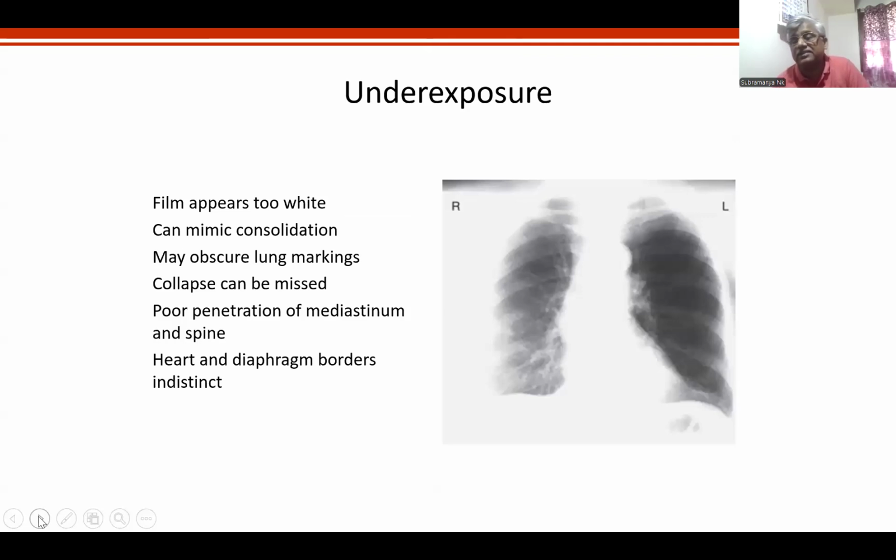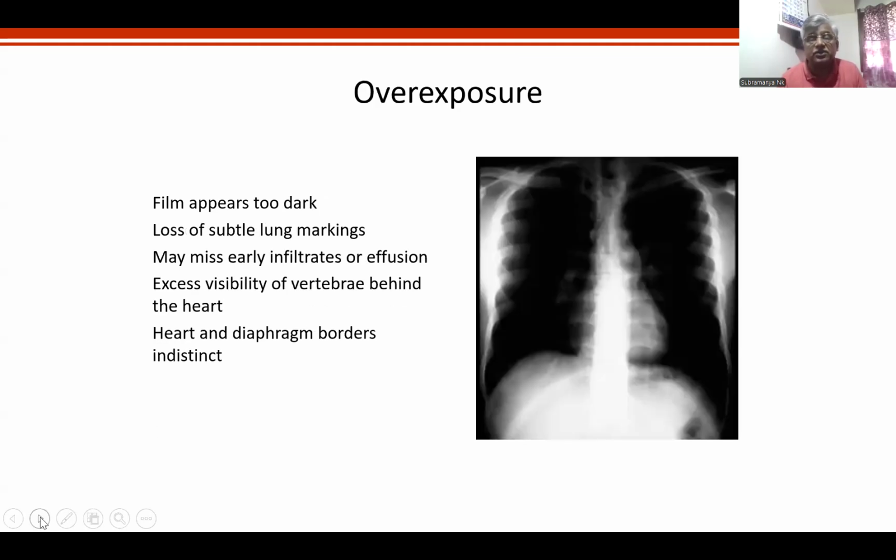Underexposed, the film appears too white and can mimic consolidation. Here, you will feel that there is a consolidation. If it is not taken properly, it may obscure lung markings, collapse can be missed, there is poor penetration of the mediastinal spine, especially the hilar, which I told you is a gray area, and diaphragm borders and heart borders become indistinct. And overexposure, the film appears too dark, and there is excess visibility of the vertebrae behind the heart. You should not be able to see the lower half of the vertebrae behind the heart in a perfect exposure.